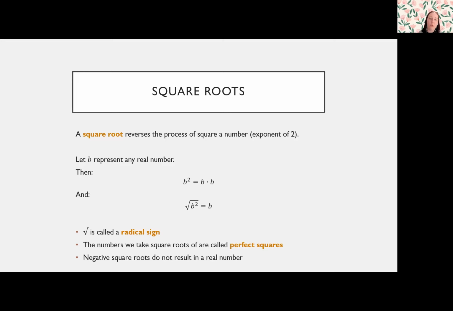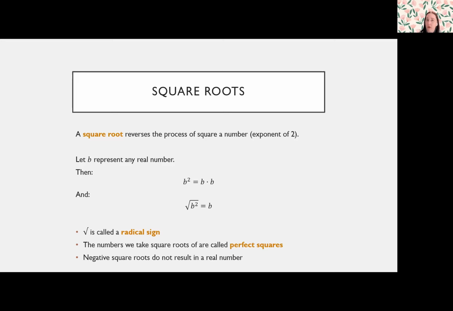So a square root reverses the process of squaring a number. If you have the definition that b times b gives you b squared, then the square root of b squared basically tells you what you multiplied, what was the base. And so that would give you b. It gives you the thing underneath the exponent, essentially.